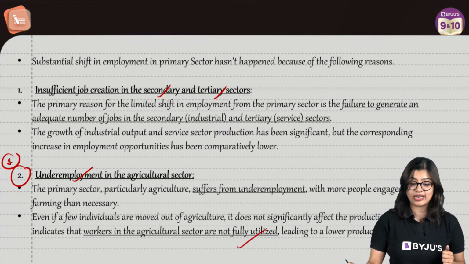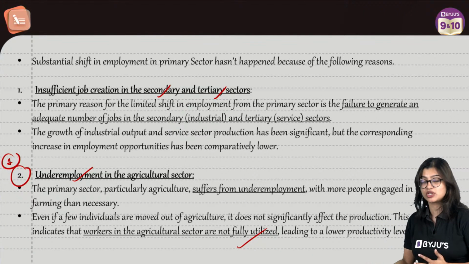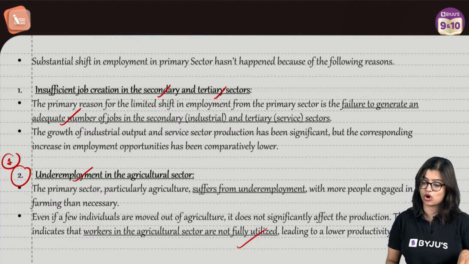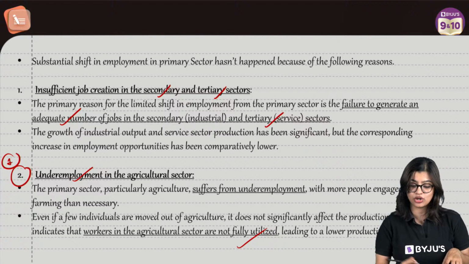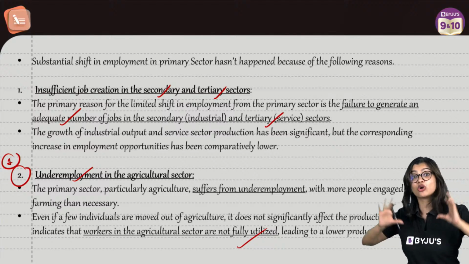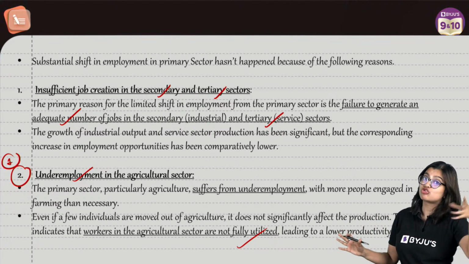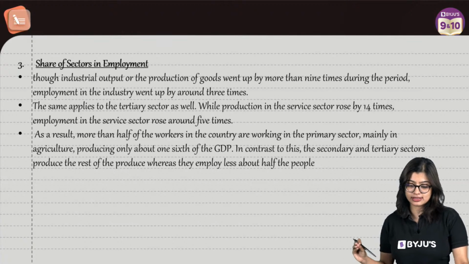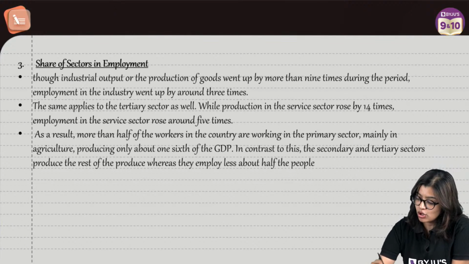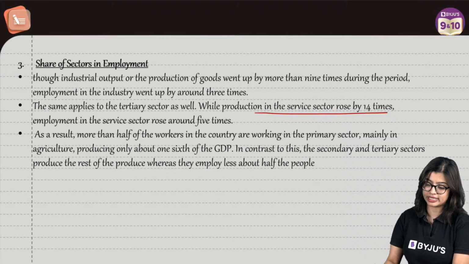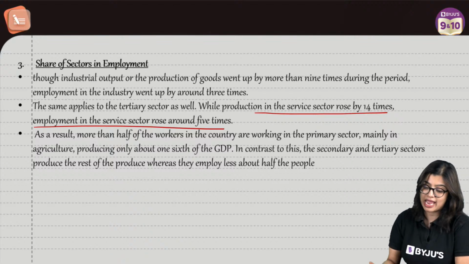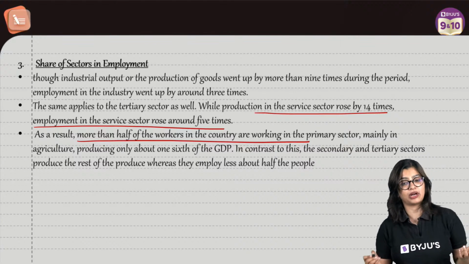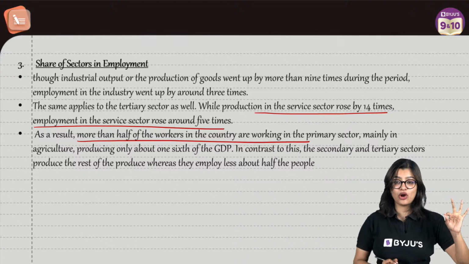Now, either they need to be fully utilized or else they need to move into other sectors. But in other sectors, what happens? There are not enough jobs, right? Over a period of time, we have not created an adequate number of jobs in our industrial sector and in our tertiary sector. Which is why, although growth has been significant, employment opportunity-wise we do not see this. And last but not the least, over a period of time, even though production in the service sector rose by 14 times, employment only rose by 5 times, which is why still more than half the country is working in our primary sector. So are we all clear?